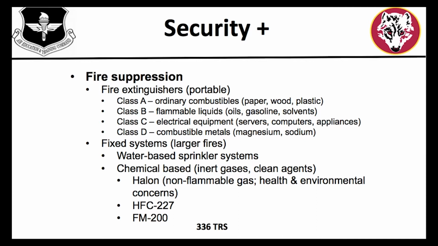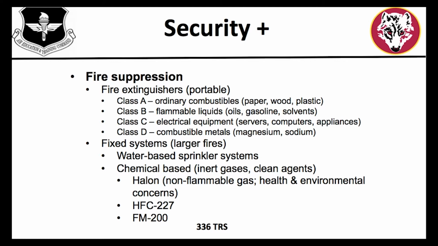Your Class A is for your ordinary combustibles. Class B is for flammable liquids. Class C is for electrical equipment. And Class D is for combustible metals. Now, the difference in those obviously is going to be the type of fire that's being generated. I always had a little short rendition.